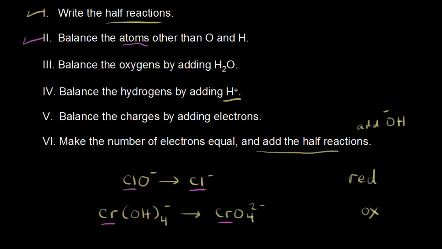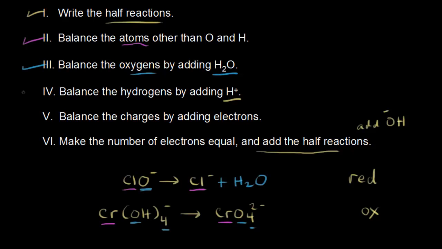So let's go to step 3. Balance the oxygens by adding water. So if we look at our reduction half reaction, we can see there's 1 oxygen on the left side and we have no oxygens on the right side. So we need to add 1 water molecule to the product side of our reduction half reaction. Now we have 1 oxygen on the right and 1 oxygen on the left, and so oxygen is balanced for our reduction half reaction. Let's look at our oxidation half reaction. Remember, this 4 here applies to everything in the parentheses, so we have 4 oxygens on the left and we have 4 oxygens on the right, and so oxygen is already balanced.